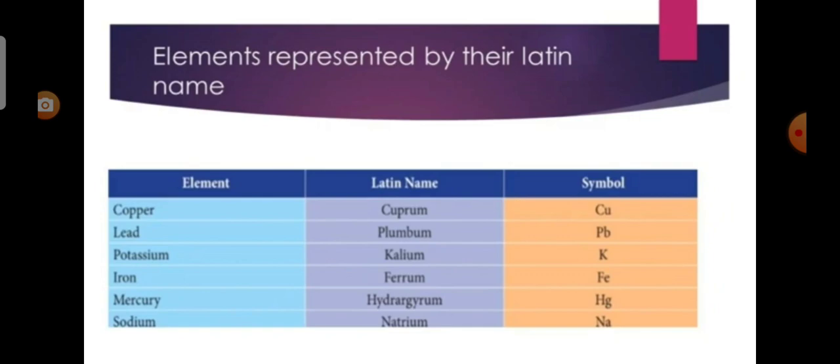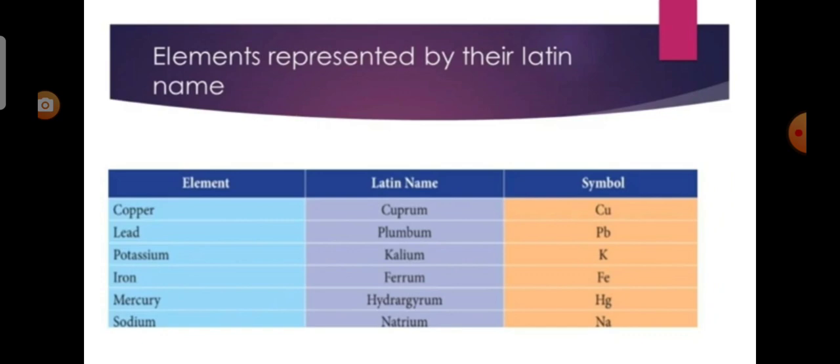For example, the symbol for copper Cu is from the Latin name cuprum. The symbol for lead is from the Latin name plumbum. The symbol for potassium K is from the Latin name kalium. The symbol for iron Fe is from the Latin name ferrum.